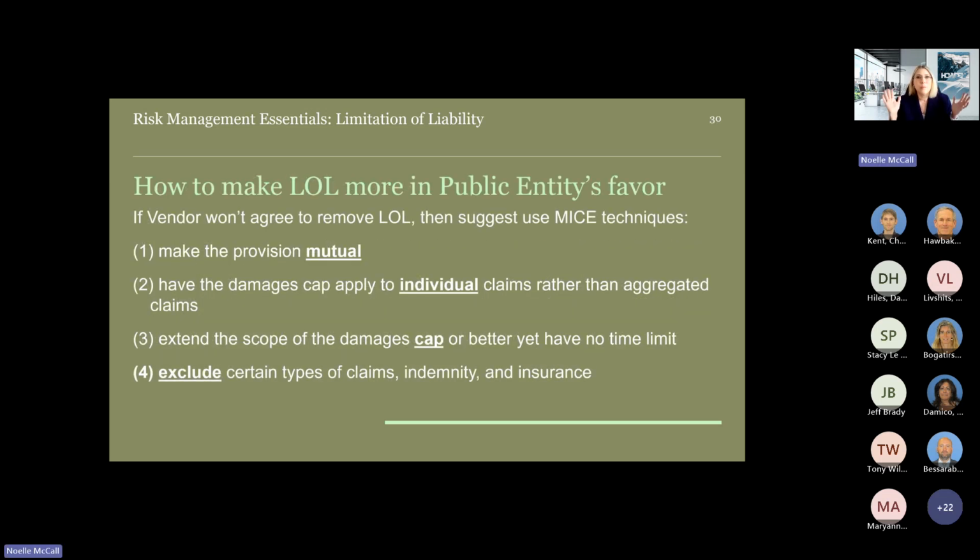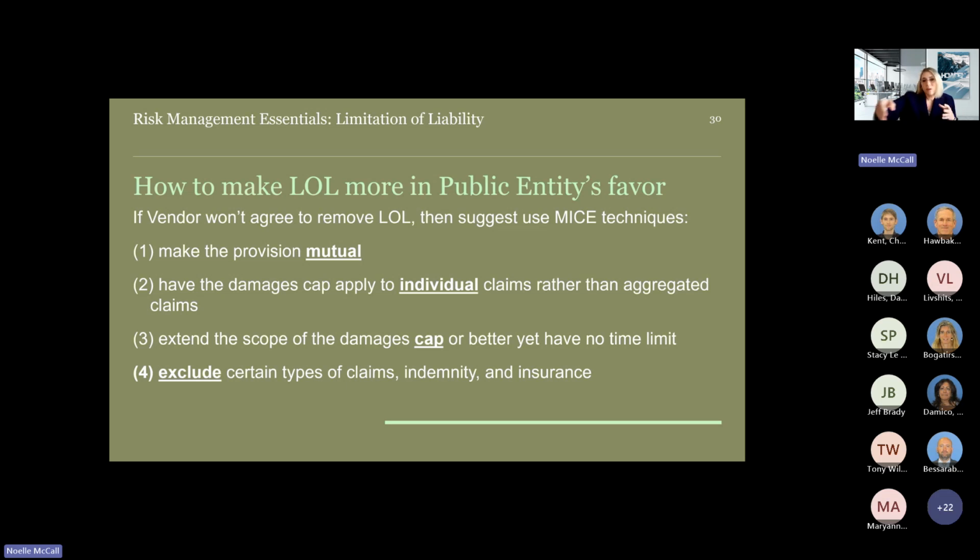So here's how to go about making this LOL clause more in a public entity's favor. And to help you remember the techniques, remember the acronym MICE. So for the M, you want to look at making this provision mutual in both parties' favor. So that's the M's mutual. For the I, make sure you have the damages cap apply to individual claims rather than all aggregated claims. For the C, think of cap.